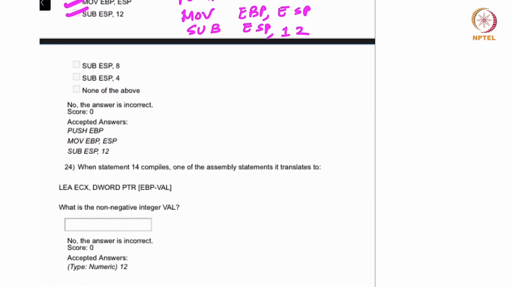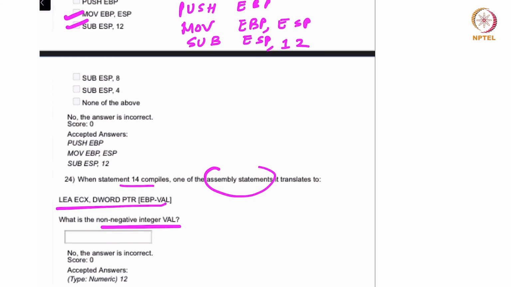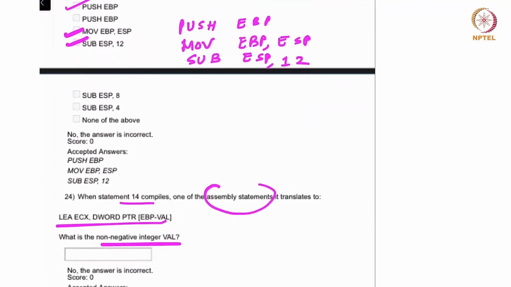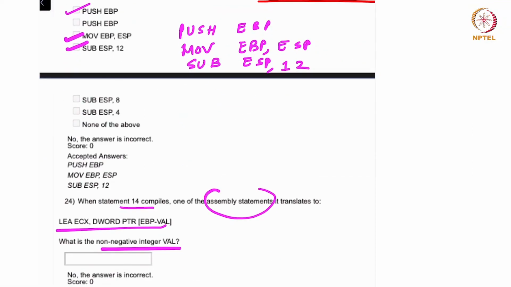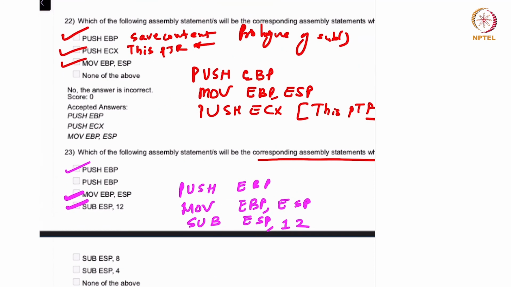That's question 23. Now, question 24. When statement 14 compiles, one of the assembly statements is this. What is the non-negative integer val? So let's try to understand what this is. Statement 14 is this. Basically, we are trying to pass the this pointer into the register ECX. Now, what is the address that needs to be actually stored in ECX?